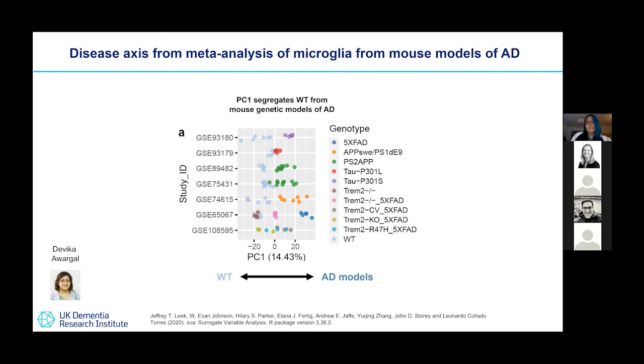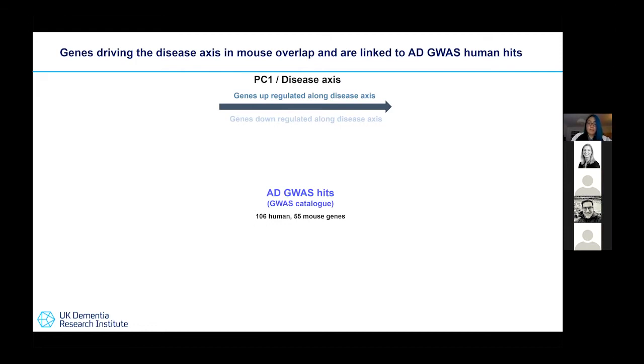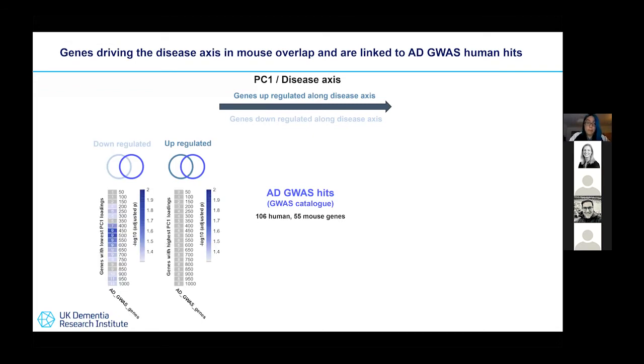What we did then was try to relate this model to AD GWAS hits more generally, given that these models are mostly characterized as early onset models of AD. We looked at the genes that are either upregulated or downregulated along this disease axis and tried to see whether we could find an overlap with AD GWAS hits. And actually, we find a significant overlap between those genes that are downregulated along this disease axis and AD GWAS hits, including some of these classics, being 1 and ADAM10, for example.